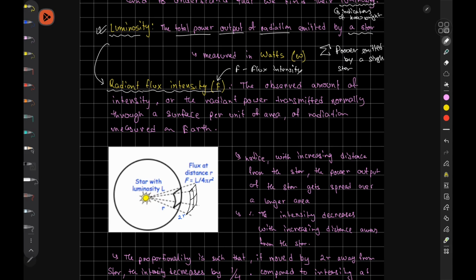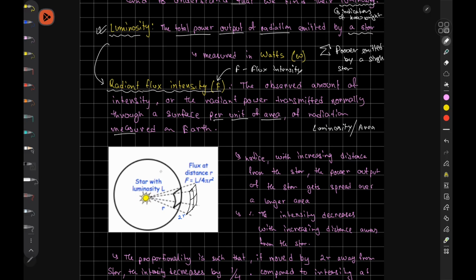Radiant flux intensity, what is this? It is the observed amount of intensity, or the radiant power transmitted normally through a surface per unit area of radiation measured on Earth. If I had to re-clarify this, basically it is luminosity per unit area. I know I have written a lot over there, but that is important for you to define something very systematically in your paper. That's why I've written it in a very formal structure and it may even seem a bit cryptic in nature. But in essence, in a simple expression, it is luminosity by area.